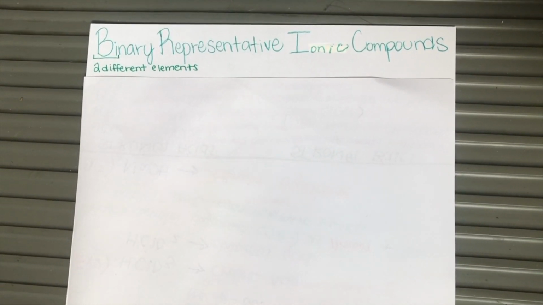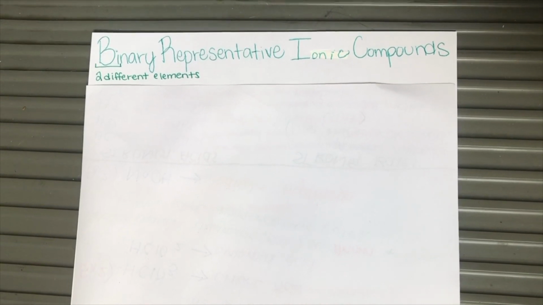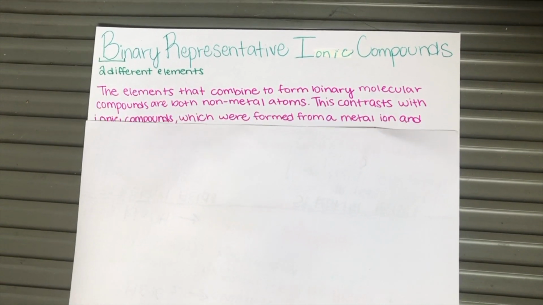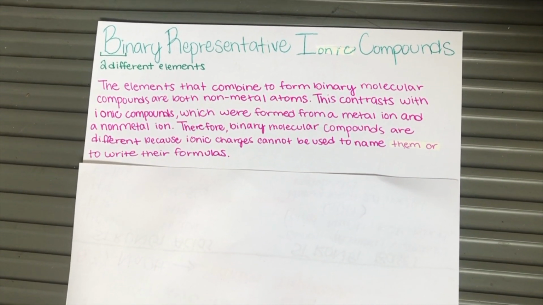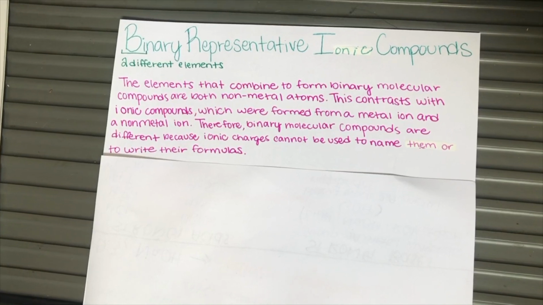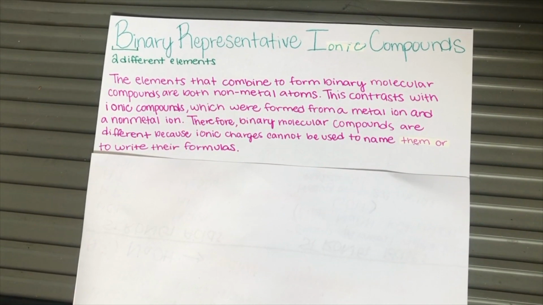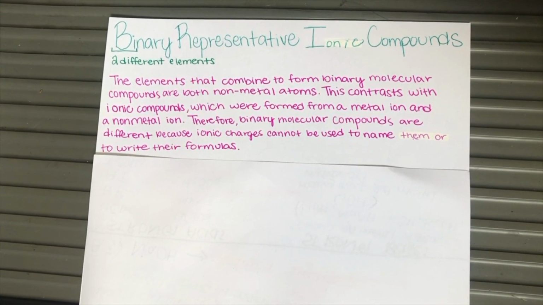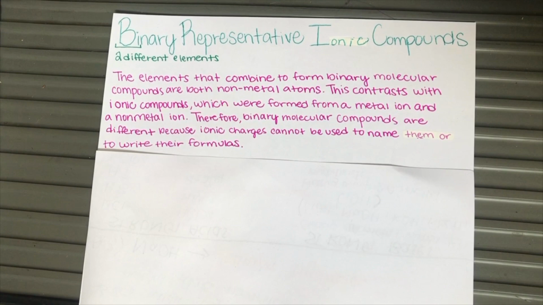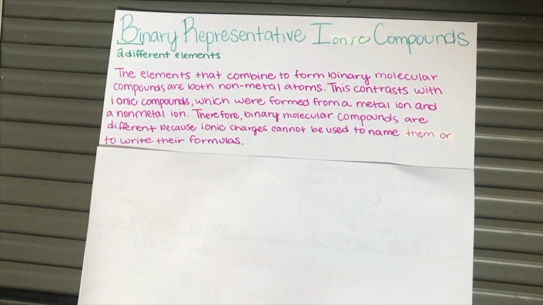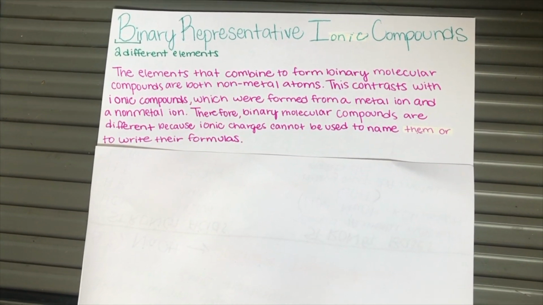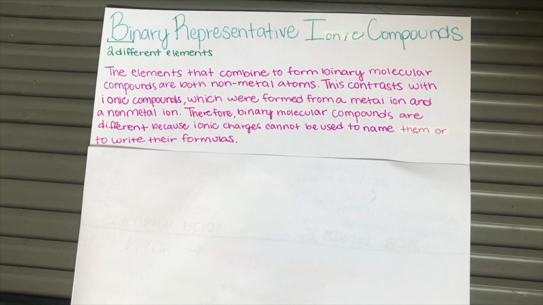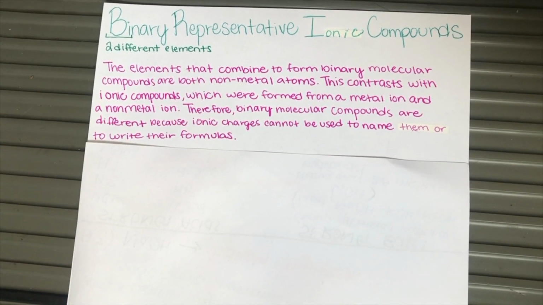Binary representative ionic compounds. Bi stands for two different elements. The elements that combine to form binary molecular compounds are both nonmetal atoms. This contrasts with ionic compounds, which were formed from a metal ion and a nonmetal ion. Therefore, binary molecular compounds are different because ionic charges cannot be used to name them or to write their formulas.